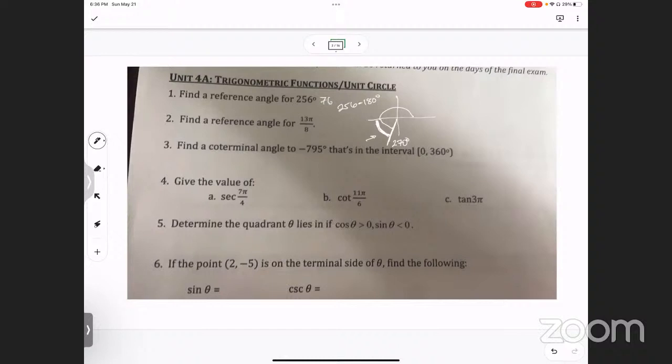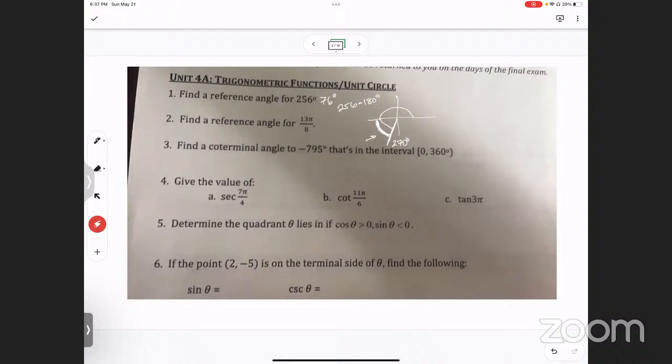Why is that minus 180? Because look at the graph. It would be this angle. The reference angle is the acute angle that is made with the x-axis. So your reference angle is 76. If you were in this quadrant, you would subtract it from 180. If you were in this quadrant, you would subtract it from 360. And if you were in this quadrant, it's just whatever that angle is. But if it went all the way around like this, you'd subtract it from 360. So reference angles are a little different. You don't always do the same thing.